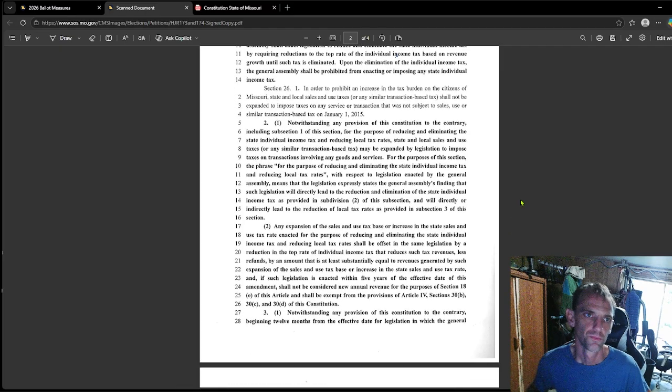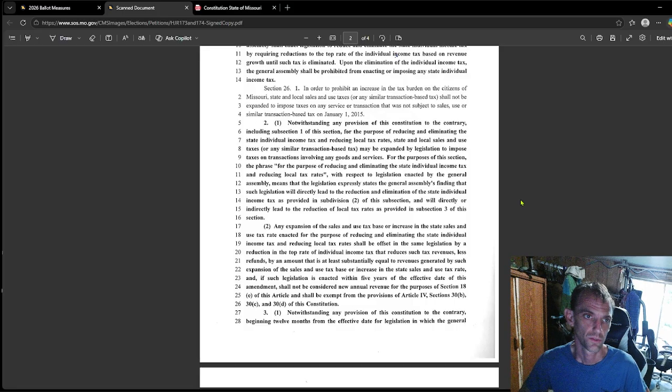Section 26. 1. In order to prohibit an increase in the tax burden of the citizens of Missouri, state and local sales and use tax, or any similar transaction-based tax, shall not be expanded or impose taxes on any service or transaction that was not subject to sales, use, or similar transaction-based tax on January 1st, 2015.